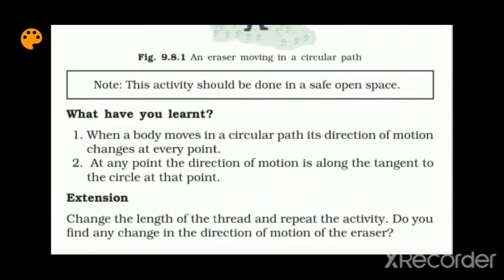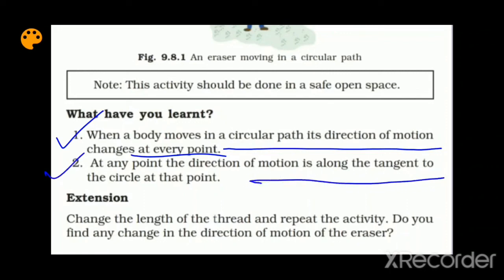So with this activity we learn that when a body moves in a circular path, its direction of motion changes at every point, and also at any point the direction of motion is along the tangent to the circle at that point, irrespective of its length. No matter what the length of the string is, the direction of motion of the object will always be along the tangent. Tangent is a line that touches the circle at single point.